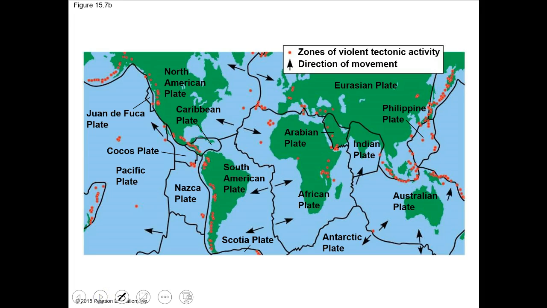Here are the plate tectonics, so where some of these plates are, and we know where volcanoes and things like that happen to be. They occur along these fault lines. So those are our major plates that you could take a look at.